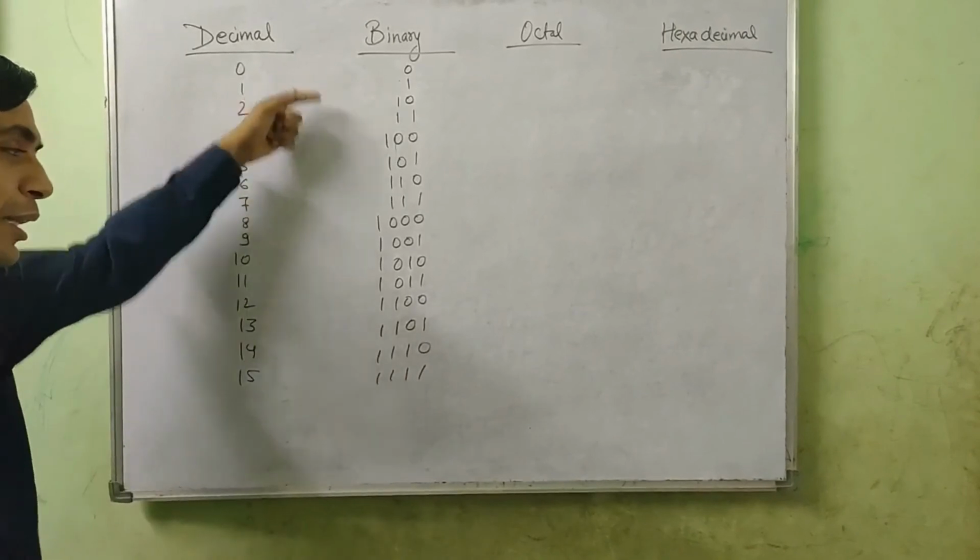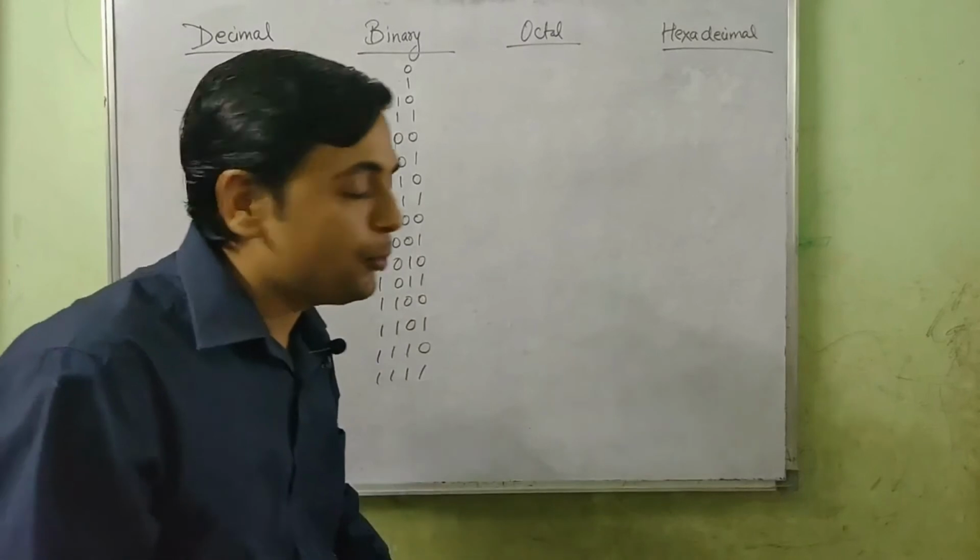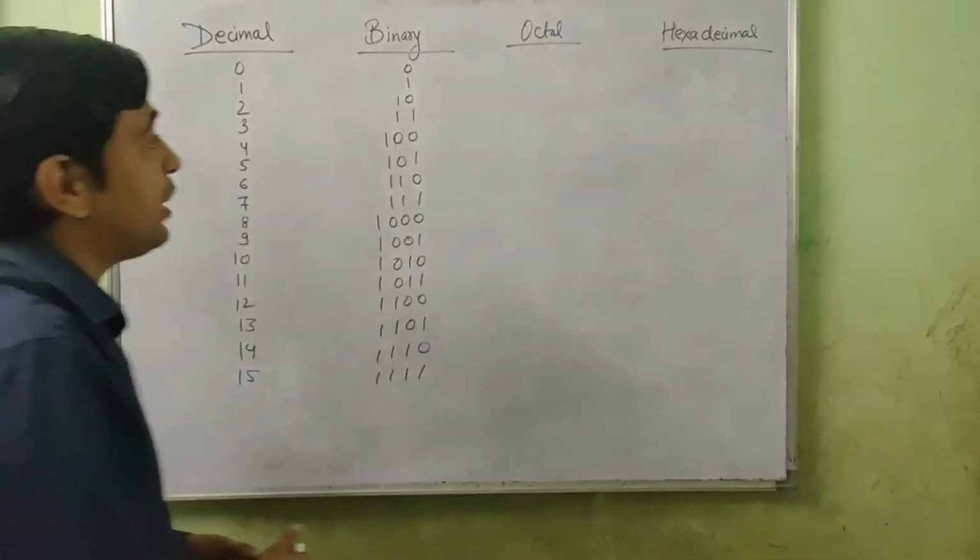Now don't you worry how it is formed. If you don't remember, there is a trick over there how to form it. I will tell you about that trick. Don't you worry. I am just representing equivalent values right now.